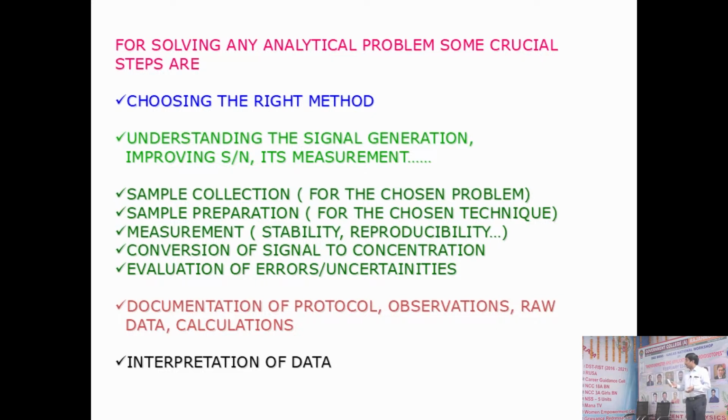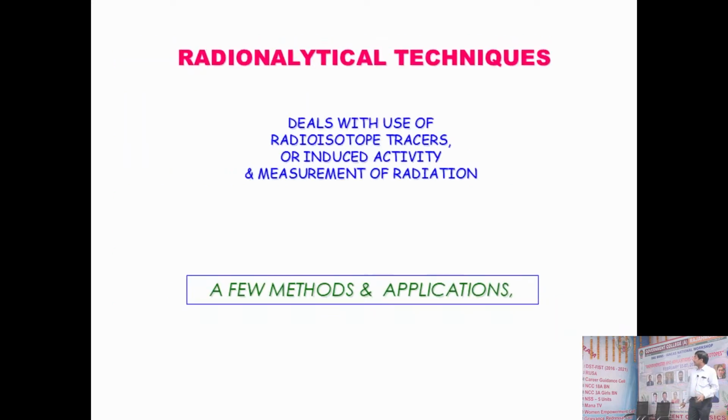Now in all these methods, there are different approaches. One example I am giving is the radioanalytical techniques. The radioanalytical techniques deal with radioisotope tracers or induced activity and measurement of radiation. You can take isotopes as radiotracers, or you can induce the activity either by bombarding with neutrons or with accelerated charged particles. Then either with radiotracers or by inducing the radioactivity, you are measuring the radiation. Finally we are measuring the radiation.